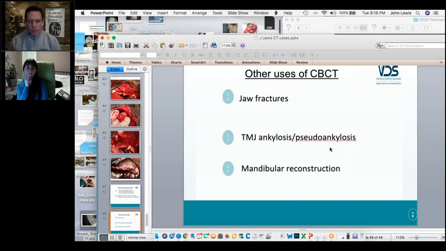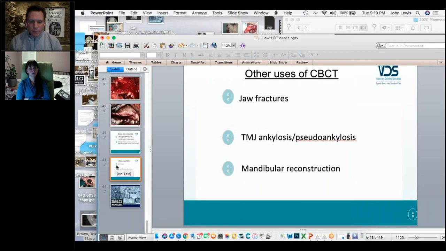And then mandibular reconstructions. The nice thing about cone beam CT is you can send your cone beam CT to have a 3D printed version of the mandibular defect, and then you can create a custom bent plate ahead of time to span that defect. So it saves a lot of intraoperative time and worry during the surgery if you can do that ahead of time. So there's a lot of different possibilities with the cone beam CT and the 3D capabilities.